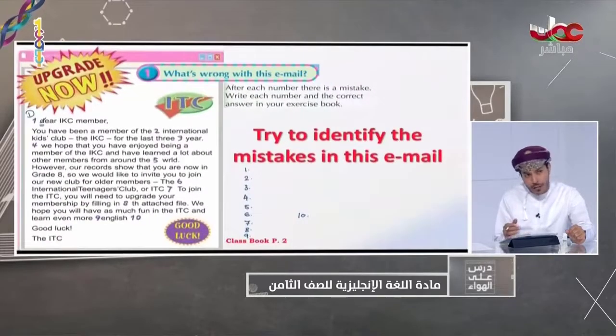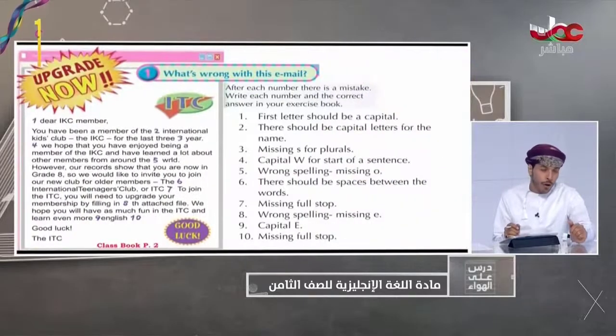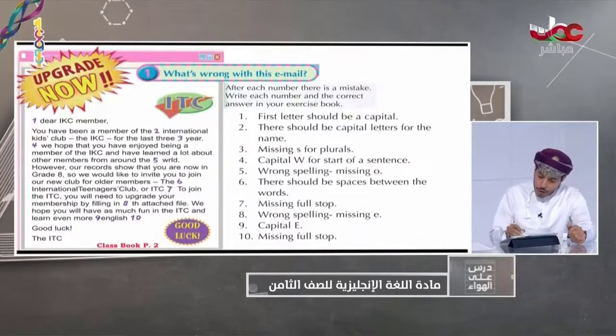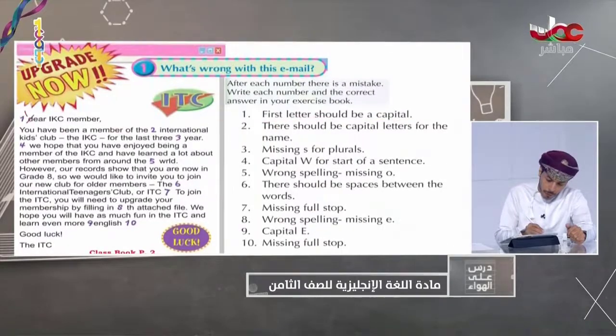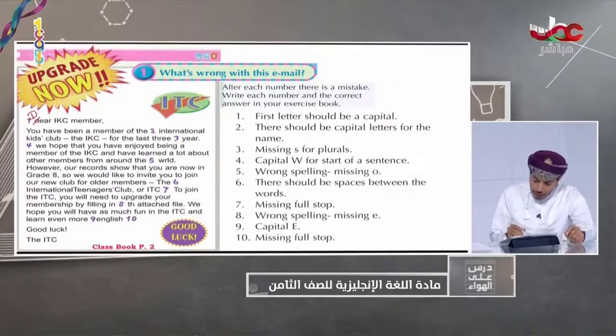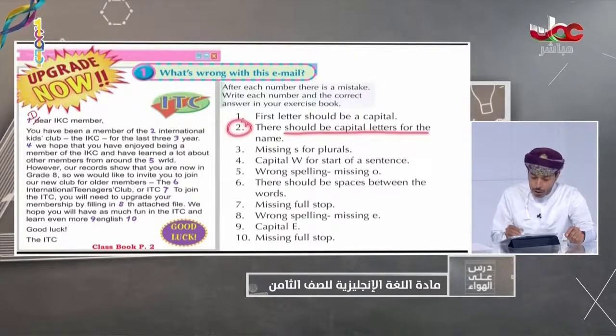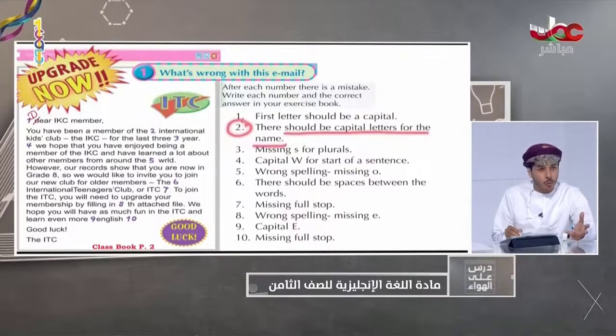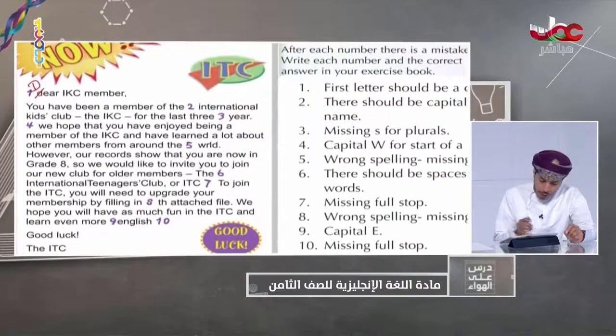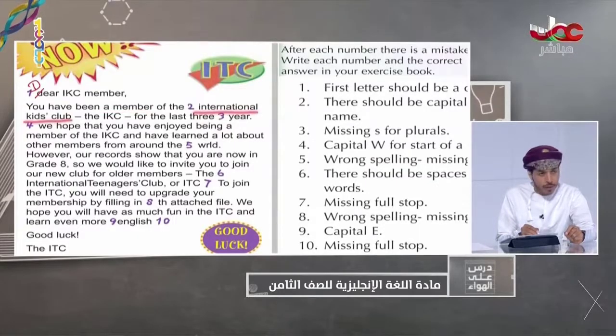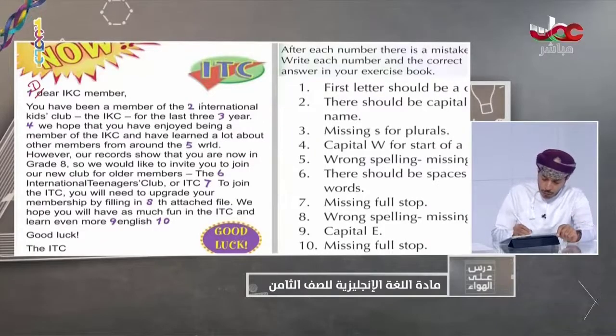So what are the mistakes here? You can find them in this way. Look at them. First letter should be capital, and here we mean this one. Then the second mistake is there should be capital letters for the name. And which name here we mean? Look at the letter, please, or look at the email. You have been a member of the International Kids Club. Okay, so this is the name, and it is a name of an organization, for example, or a club. Okay, so here we should change it into capital letters like this one.